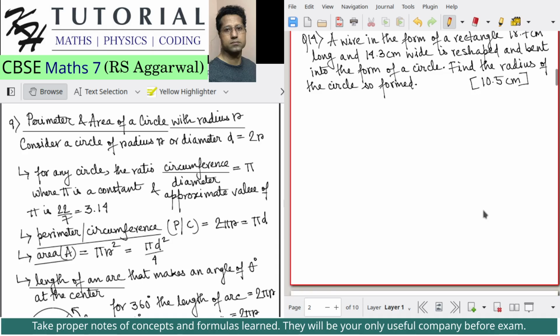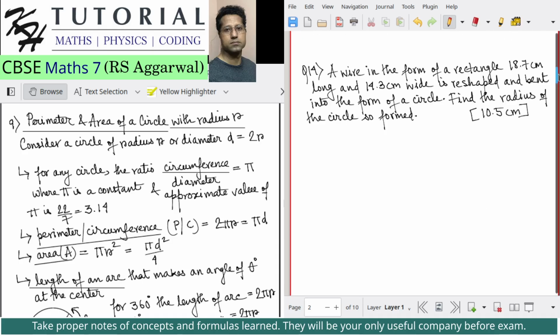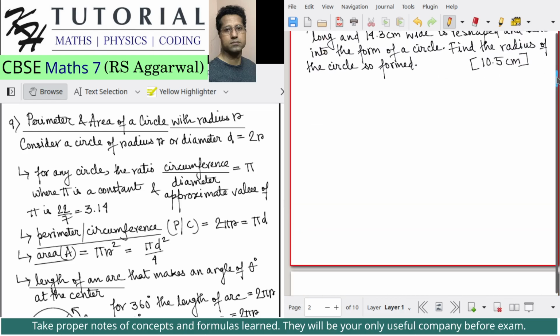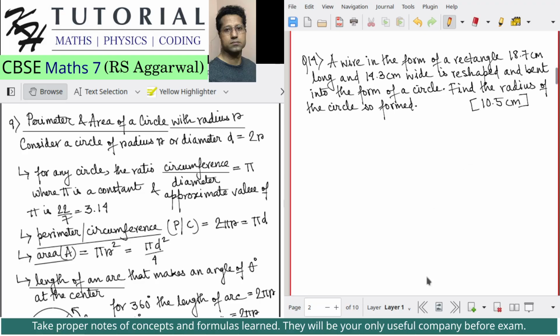Question number 14. A wire in the form of a rectangle 18.7 centimeter long and 14.3 centimeter wide is reshaped and bent into the form of a circle. Find the radius of the circle so formed.